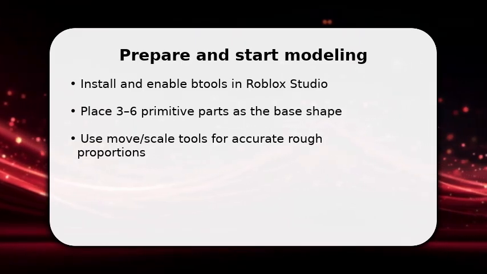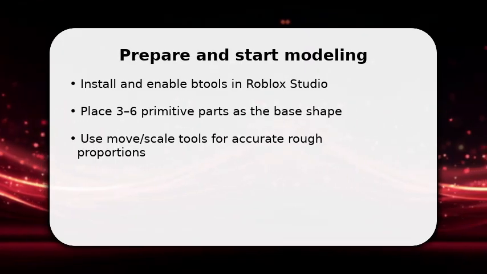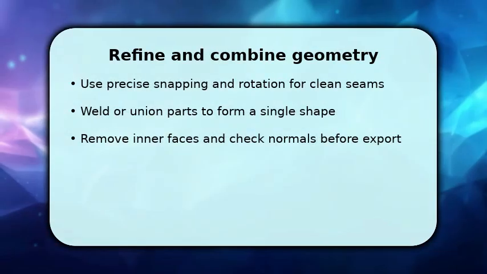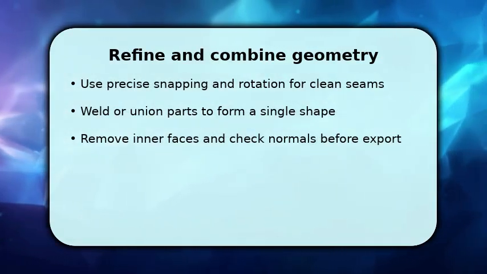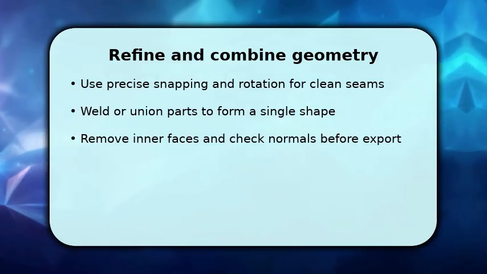Once you have the base shape, make sure parts are aligned and oriented. This alignment is essential before joining or converting to a single mesh. Now you refine the combined form. Enable grid/snapping and rotate parts into their final positions. This makes seams predictable and reduces cleanup.